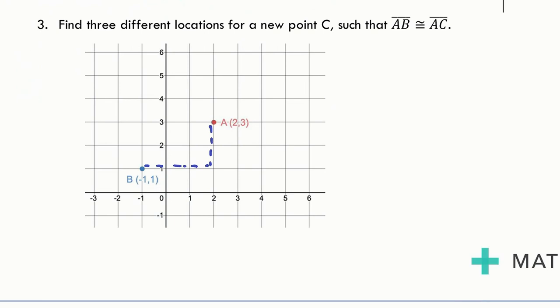You say what? 5, 5? Yeah, 5, 5. You go up 2, right 3. Good. Anybody else? 0, 6. Yes. For 0, 6, you go up 3, right 2. That's perfect. It's still going to be the same distance.